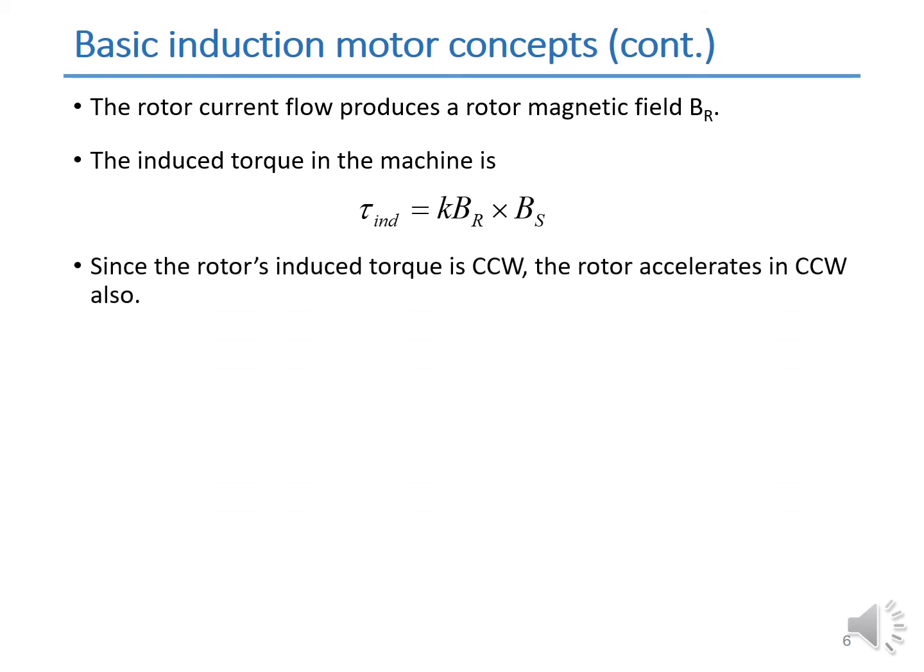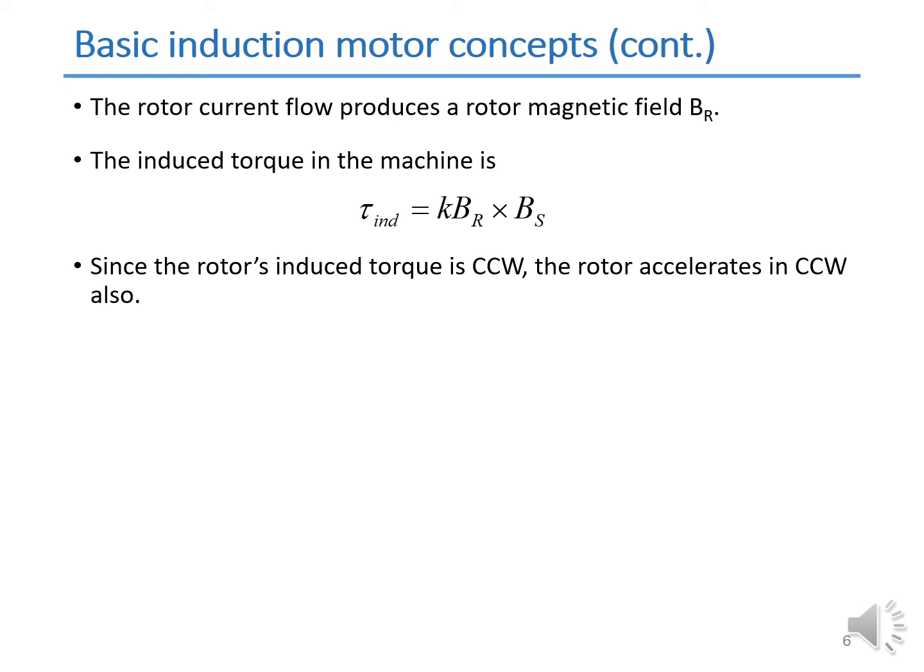Again, if you remember, this happens because of the attempt for alignment between the two magnetic fields. B_S is rotating, so B_R tries to chase B_S, and therefore the rotor rotates, following the rotation of B_S.